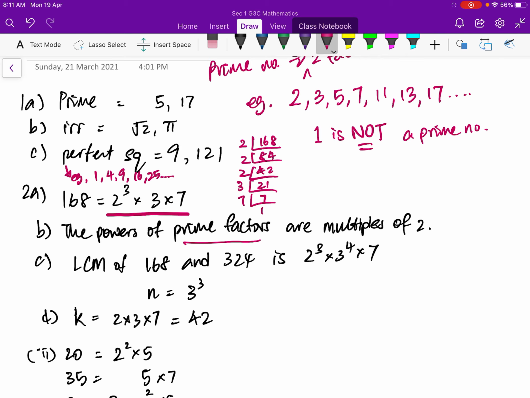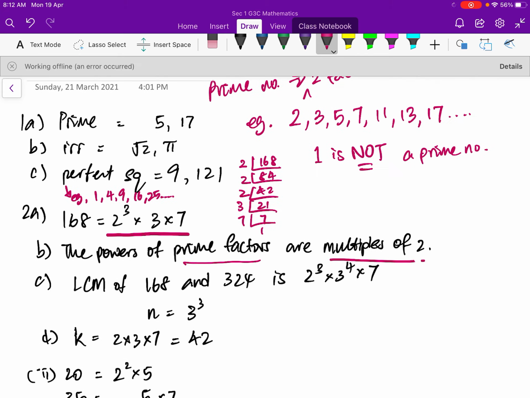So you are talking about the powers of the prime factors. What about them? They have to be multiples of 2. In this case, you can also state that they are even numbers. For perfect squares, you can either use multiples of 2 for the power, or you can say that they are even. The powers of the prime factors are even, we allow. The powers of the prime factors are multiples of 2, we allow. I'm not going to go into detail why they have to be multiples of 2. But that's for perfect square.